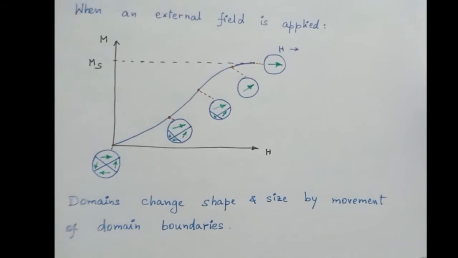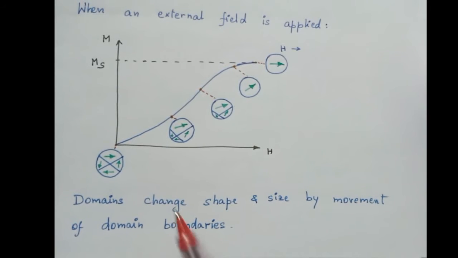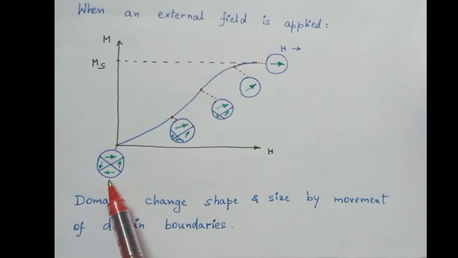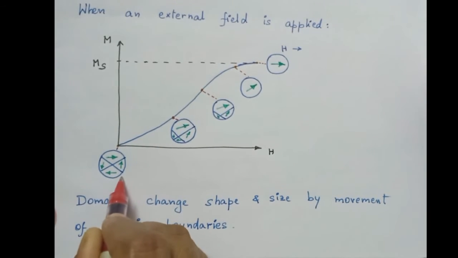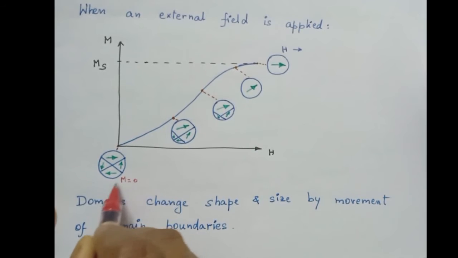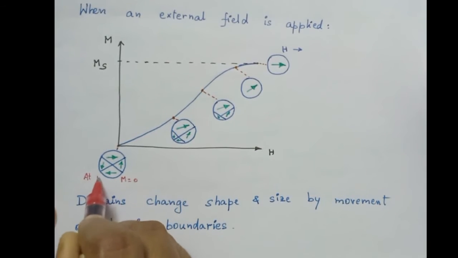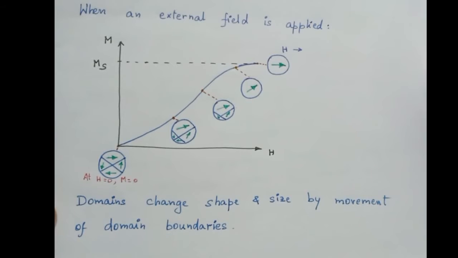When an external field is applied, we will consider a specimen like this now. You have 4 domains and I am just showing the net magnetization alone, which is the vector sum of all the dipoles present in that region. So you have 4 domains that are randomly oriented and hence the magnetization initially is 0. At H equal to 0, the magnetization is also 0.